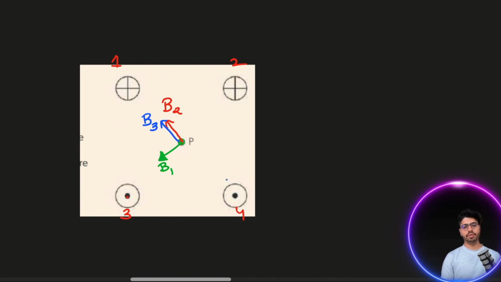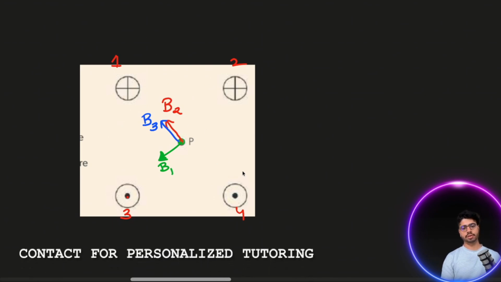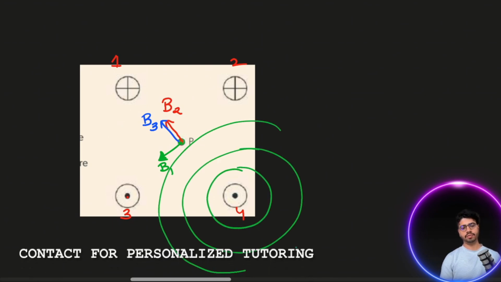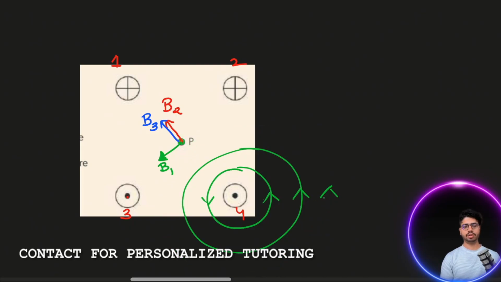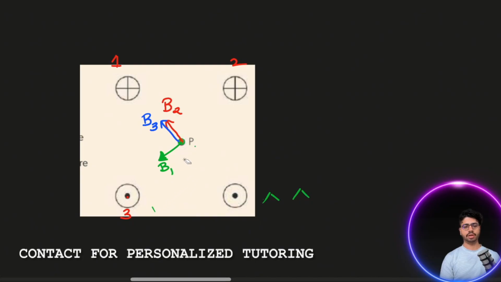Again, let's try to draw the fourth one. These are the magnetic field lines, going like this. The thumb is outward, and at this point the field is in the same direction as B1. If I draw the tangent line at this point, it is in the same direction as that one. So let me give the same direction, the same magnitude. This is B4, the fourth one.